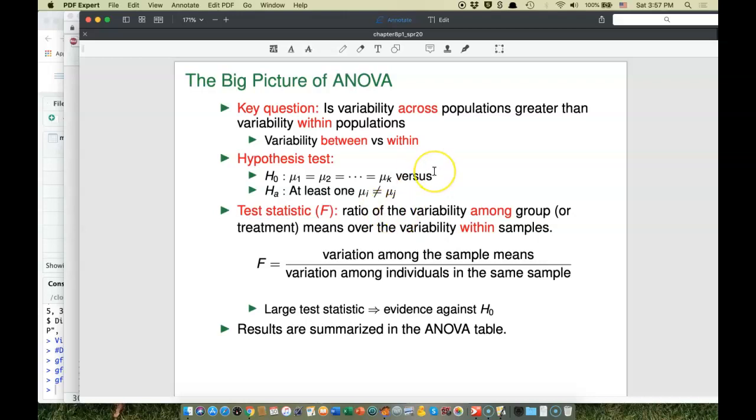Now for the hypothesis test, let's be careful, because our hypothesis test is going to look a bit different now. Our null is mu1 equals mu2 equals mu k. It's very specific. For the alternative, we cannot have a one-sided hypothesis within ANOVA, at least for a global alternative hypothesis. All we can say is that at least one of these is not like the others.